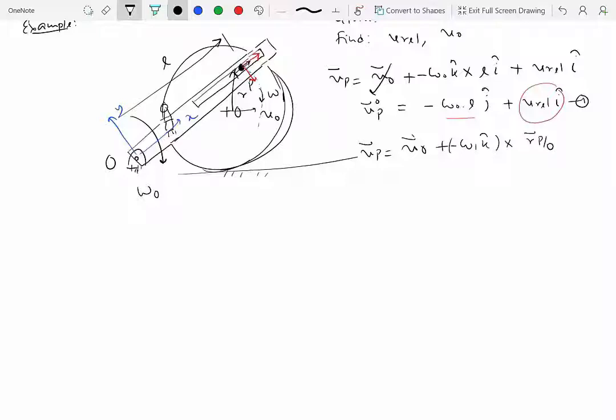Actually, there's a slight abuse of notation here. This is already O, so let me call this, what are we going to call it? We'll call it Q. So the center of the wheel is actually Q. So what is R of P with respect to Q?